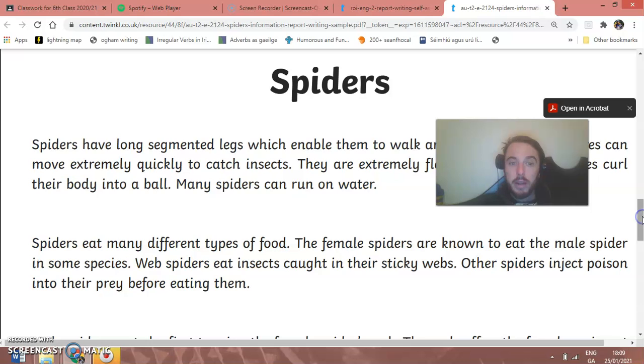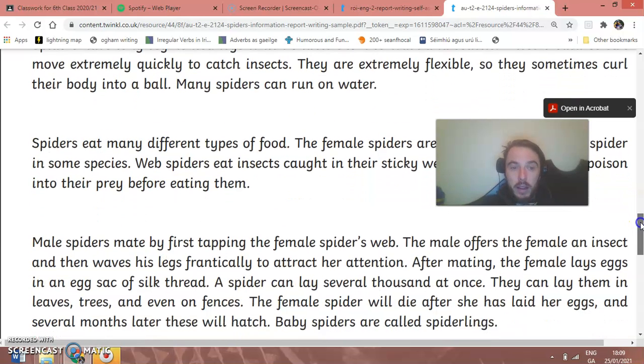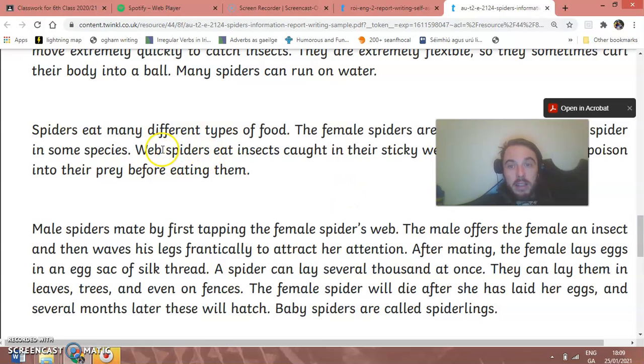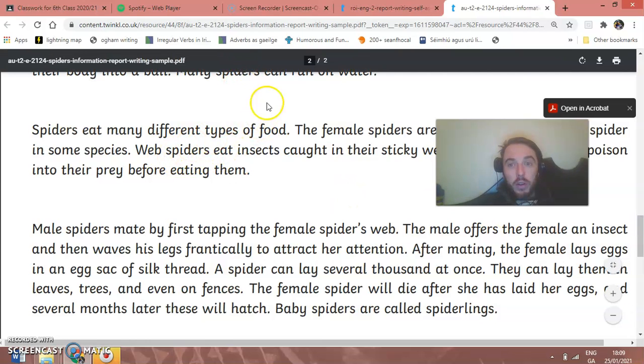Next one then, spiders eat many different types of food. Female spiders are known to eat the male spider in some species. Web spiders eat insects caught in their sticky webs. Other spiders inject poison into their prey before eating them. Very good, lots of information, but again, you know what I'm going to say, we're missing that little title on the paragraph. So that paragraph basically is all about food. The other one is about movement. So this paragraph here, we'll see what this one is about.